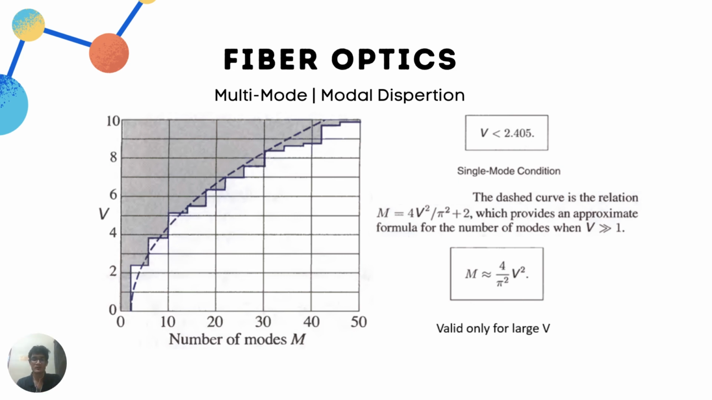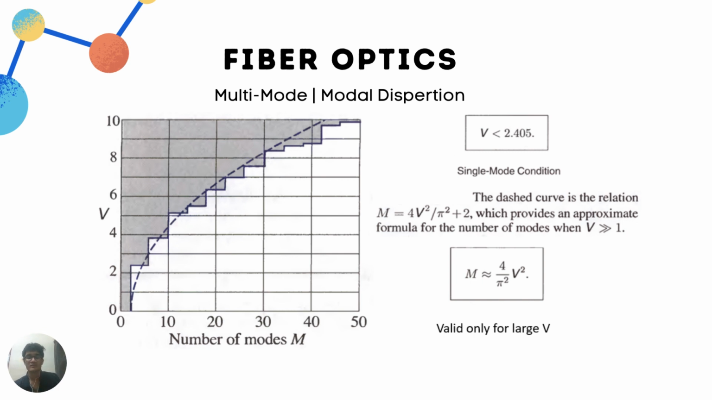As long as the V value is less than 2.405, it is going to be a single mode condition. Whereas if V is greater than that, there is going to be multi-mode propagation. If you know that there's multi-mode propagation, you can also find the number of modes by using an approximated formula, M equals 4 by pi squared times V squared, where M is the number of modes.